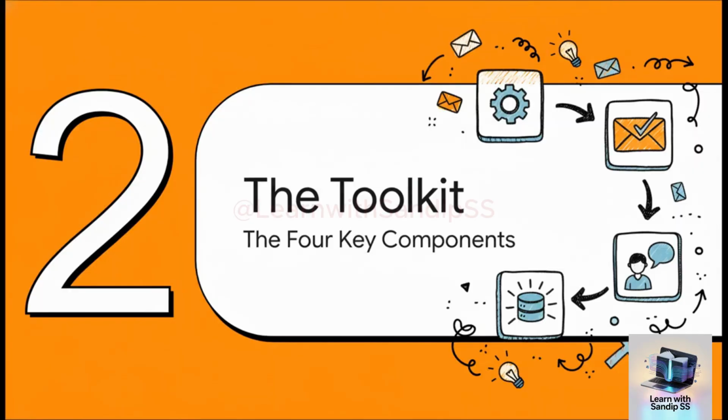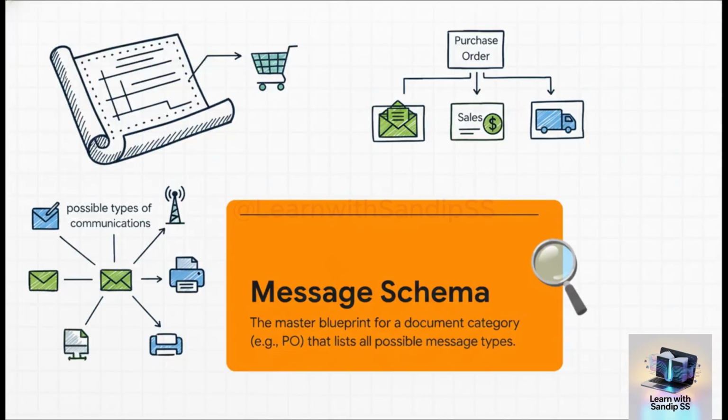So if we're going to understand this mail facility, we need to know what it's made of. And it really comes down to 4 key components, the essential parts of our toolkit. First up, we have the biggest piece of the puzzle, the message schema. This is the master blueprint. For each type of business document, like a purchase order, there's one single message schema, and its job is simple. It just lists out every single possible type of communication that a purchase order is even allowed to send.